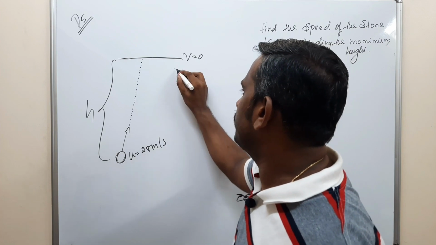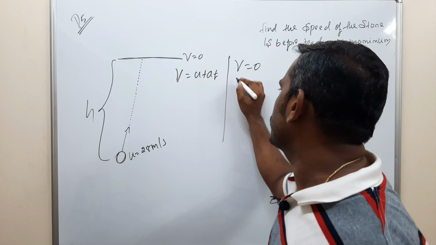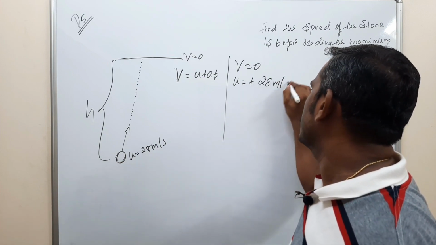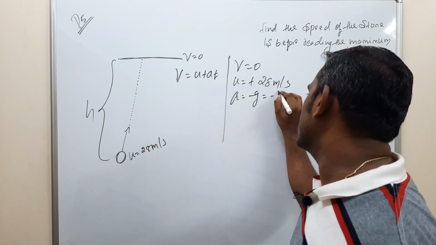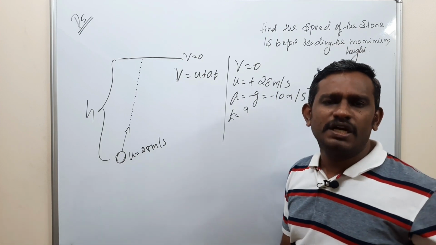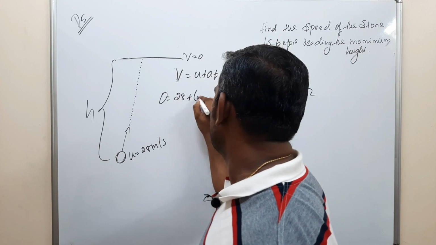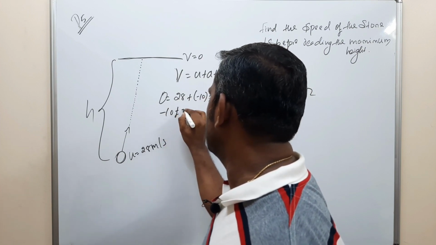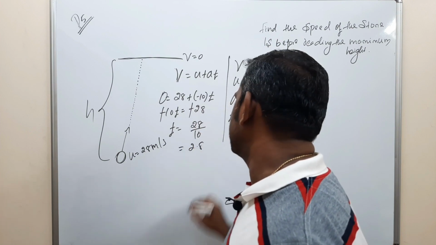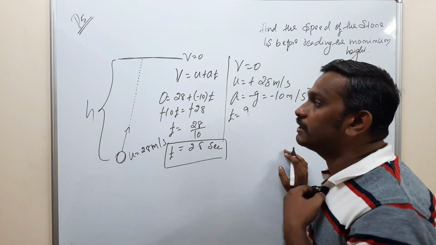So I am using the kinematic equation v is equal to u plus at. When it reaches the maximum height, the final velocity v is equal to zero. u is equal to 28 meter per second, a is equal to minus g, that is minus 10 meter per second square, and t we have to find. Substituting the values, zero is equal to 28 plus minus 10 into t. So minus 10t is equal to minus 28, the minuses cancel. t is equal to 28 by 10, that is 2.8 seconds. So the time taken by the stone to reach the maximum height is 2.8 seconds.